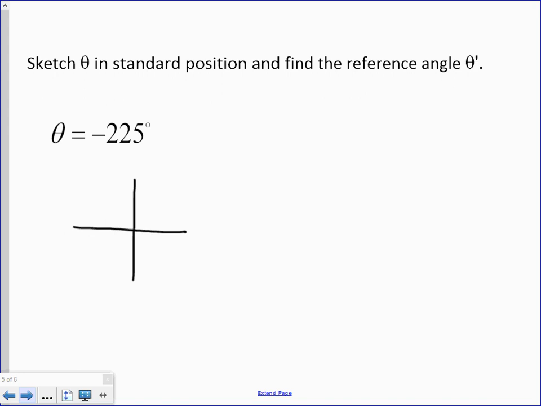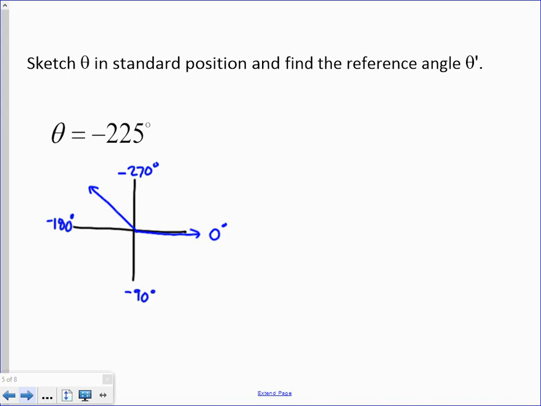Okay, going back to day one, if I want to draw an angle in standard position, draw an XY coordinate plane, draw my initial side on my positive x-axis, figure out where my terminal side should be. Because this is negative 225, I'm going clockwise, so this is negative 90 degrees, negative 180, and then negative 270. So I know that it should be somewhere in between negative 180 and negative 270.